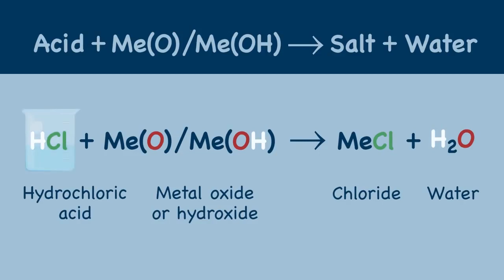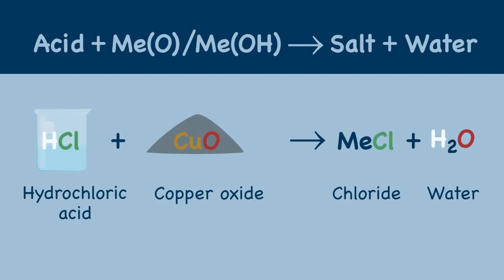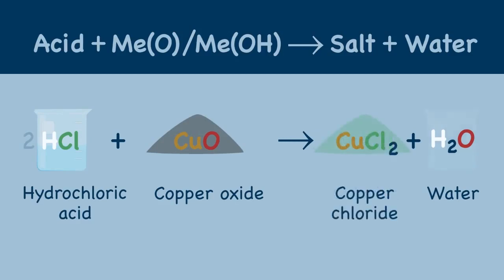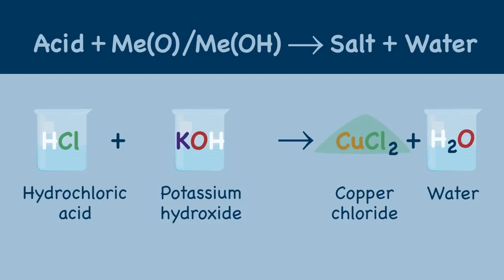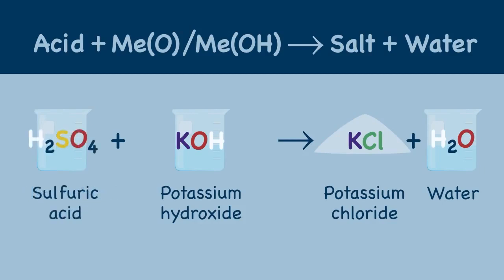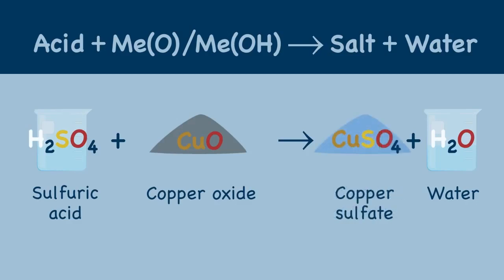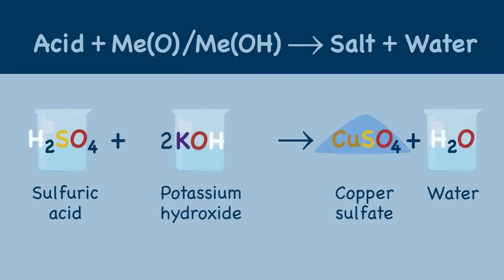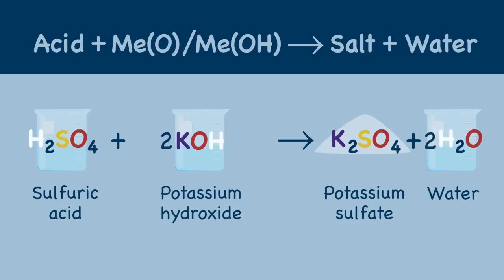So hydrochloric acid is added to copper oxide, producing copper chloride and water. But another reaction might be when hydrochloric acid is added to potassium hydroxide, making potassium chloride and water. When sulfuric acid is used instead of hydrochloric acid, copper oxide would change to copper sulfate and water, whilst potassium hydroxide would change to potassium sulfate and water.